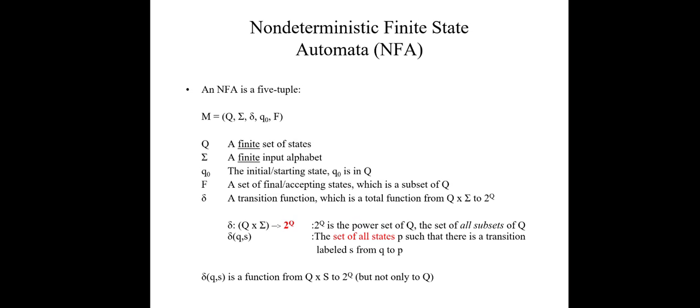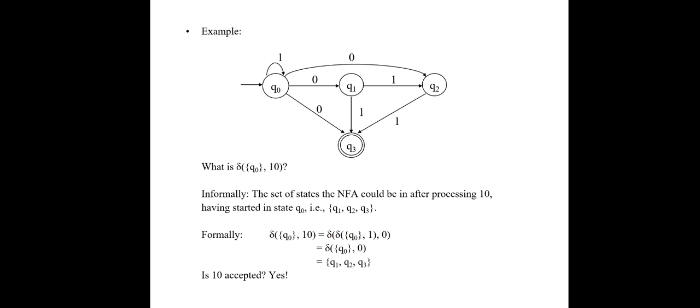Next, let us see NFA, non-deterministic finite state automata. An NFA is a 5 tuple. It has same as your DFA. The only thing is, for a given input, the transition from one state to another state is 2 power Q. That is 0 or more number of states. Right? Now let us see the transition now.